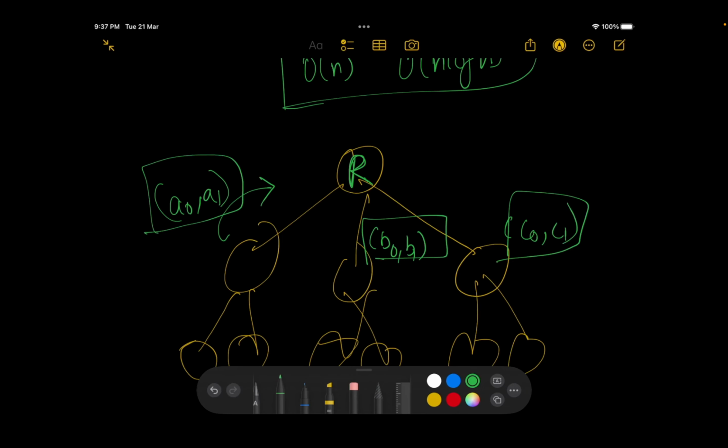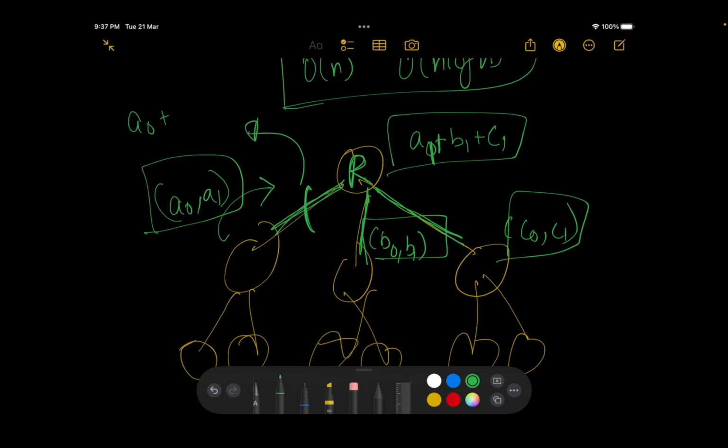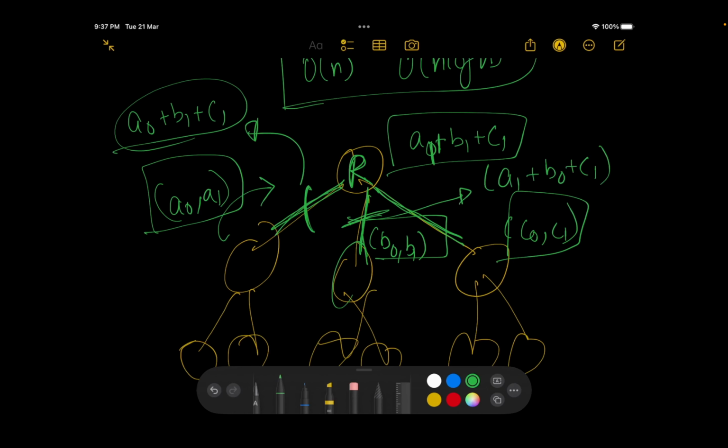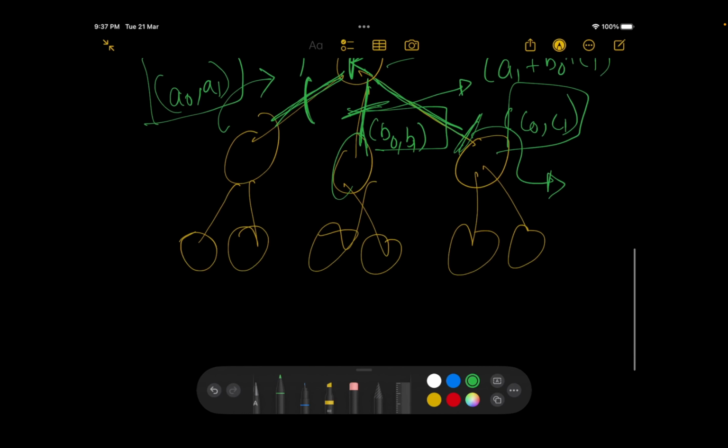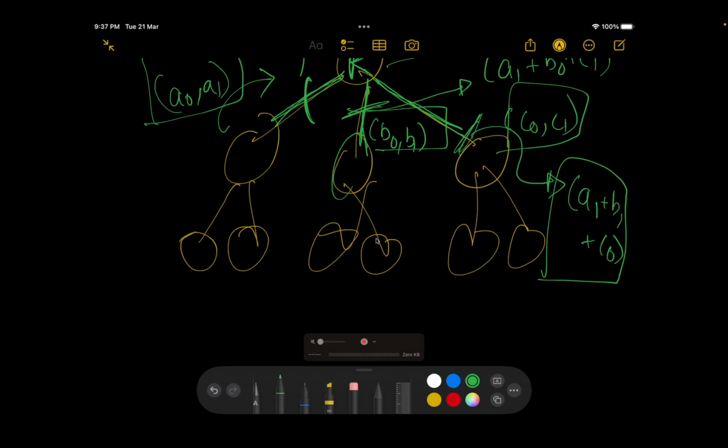So R would say that, okay, a1 plus b1 plus c1 is definitely one of the answers which I have, but this is considering that I'm not consuming any of these nodes, right? What if I consume some of these nodes? So let's say I consume this node, then the answer would be a naught plus b1 plus c1, right? If I consume this node, then my answer would be a1 plus b naught plus c1, right? If I consume this node, then my answer should be a1 plus b1 plus c naught, right? And this can extend, so your node can have n number of children, and this idea would actually extend.